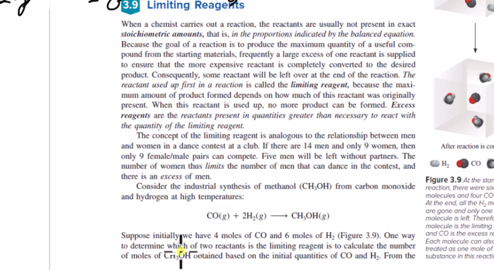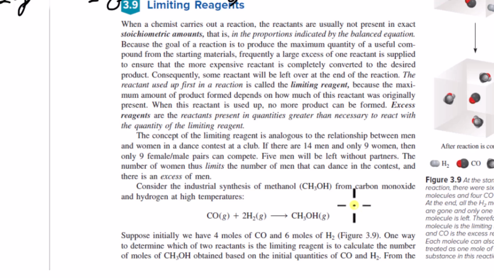One way to determine which of the two reactants is the limiting reagent is to calculate the number of moles of methanol obtained based on the initial quantities of carbon monoxide and hydrogen gas. So you can use your intuition here to figure out how you would analyze to see which reactant, if any, is the limiting reagent. They're saying we're going to start with 4 moles of carbon monoxide and 6 moles of hydrogen gas, and they could have given us these quantities in grams of carbon monoxide and grams of hydrogen gas, and then we could have just converted to moles, right?